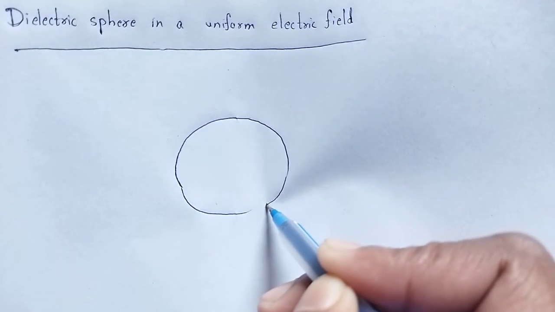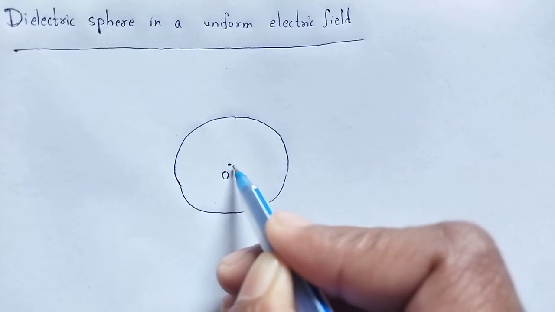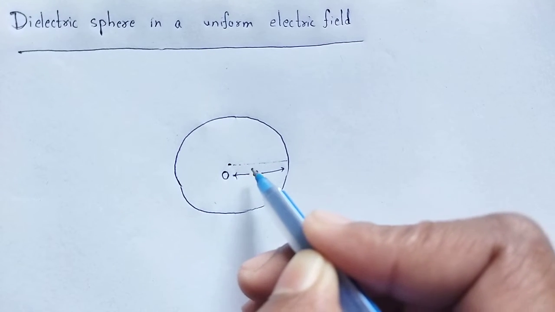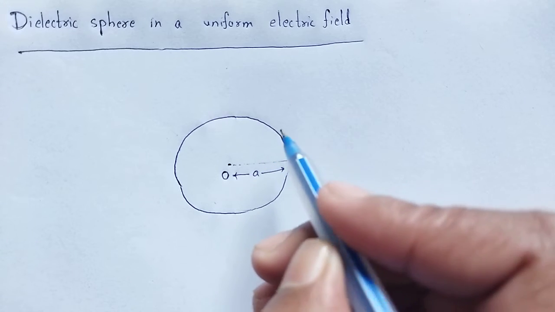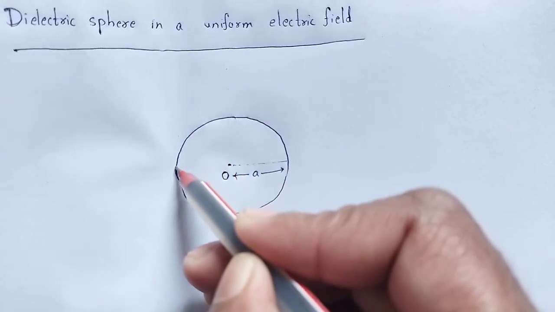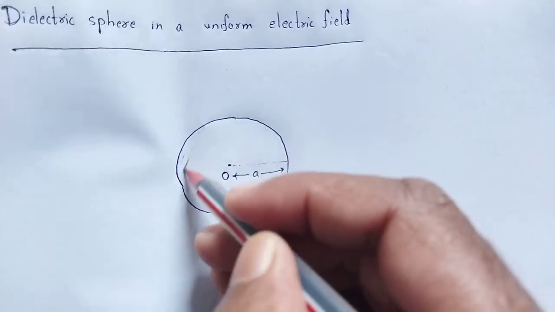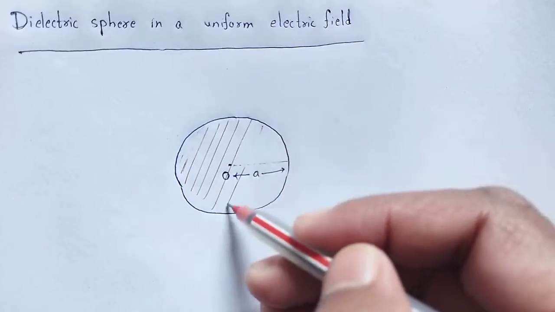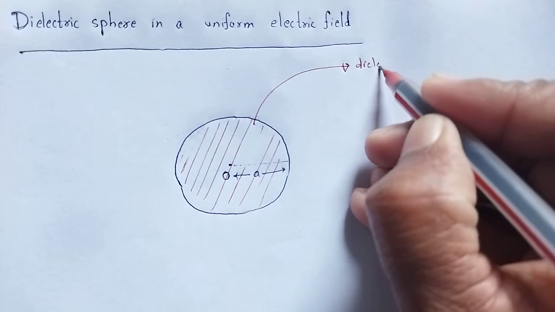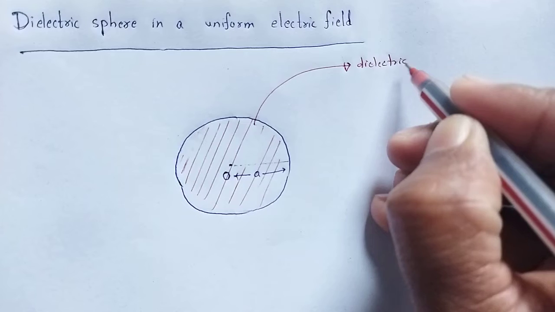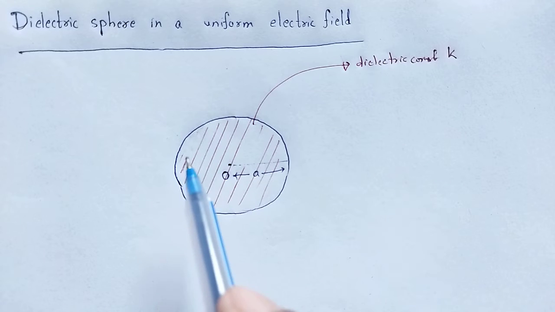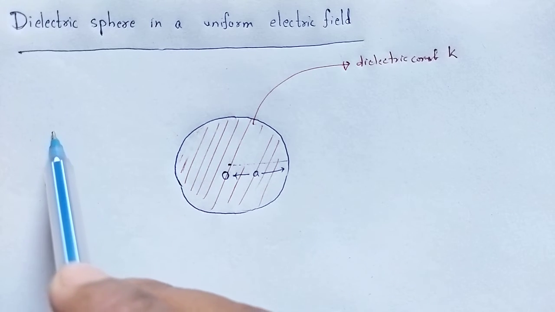of radius small a, and made of a material having dielectric constant K, placed in an external electric field. We take it like this.